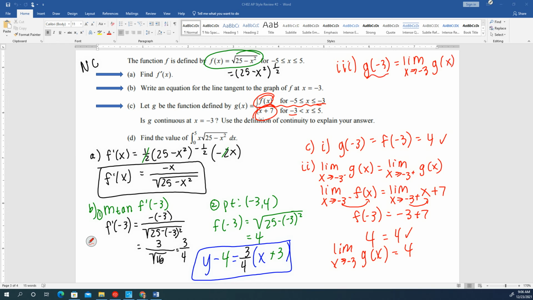Okay, so we showed that this is 4 in step 1. We showed that this is 4. Therefore, g is continuous at x equals -3. Yay, we like the continuity. g is continuous at x equals -3.